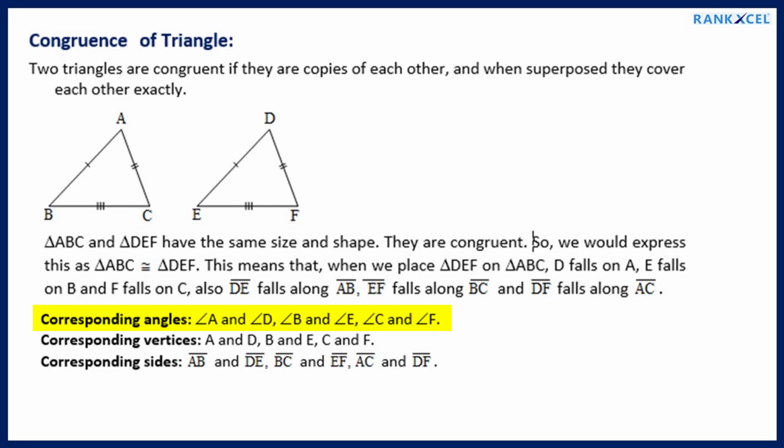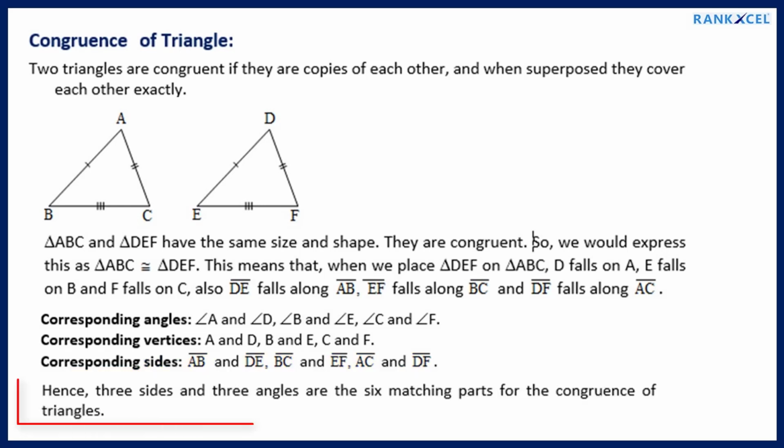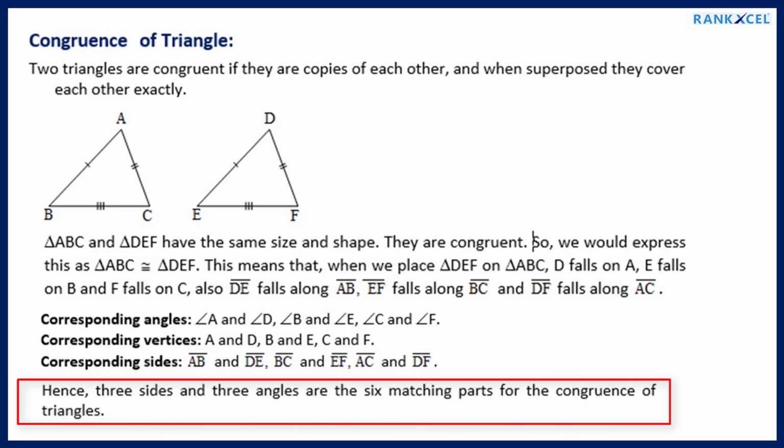Corresponding angles: angle A and angle D, angle B and angle E, angle C and angle F. Corresponding vertices: A and D, B and E, C and F. Corresponding sides. Hence, 3 sides and 3 angles are the 6 matching parts for the congruence of triangles.